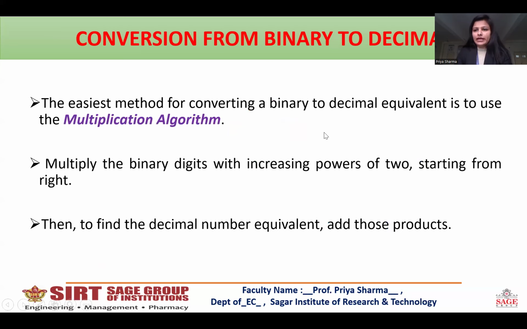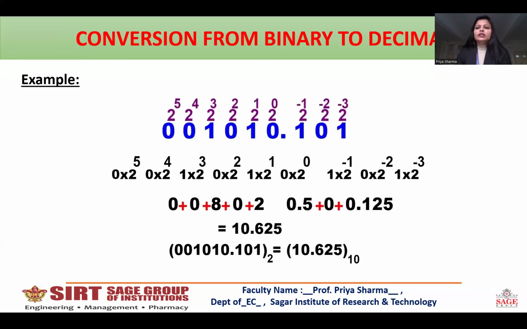Now conversion from binary to other number systems. For converting any number system to decimal, we follow a rule of successive multiplications. First, converting binary to decimal, the easiest method is the multiplication algorithm. Multiply the binary digits with increasing powers of 2 starting from the right, to find the decimal equivalent, and at the end add those products.